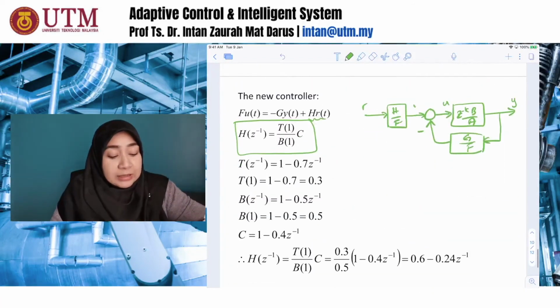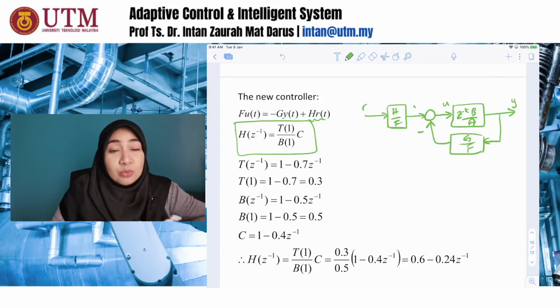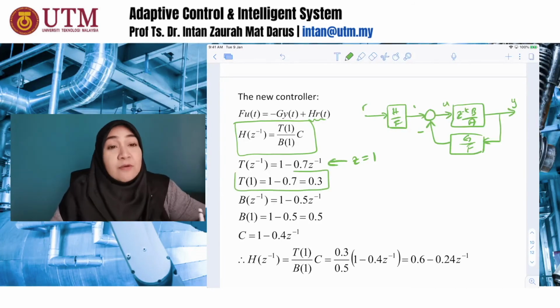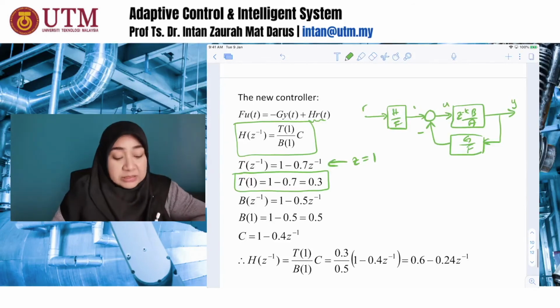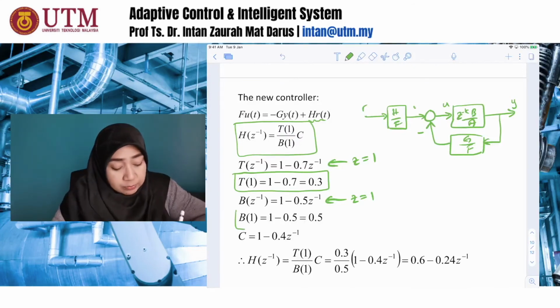So I'm going to put T1, which means T with the z value becoming 1, divided by B1, B with the z value becoming 1, multiplied by polynomial C. If I look at my polynomial T, I substitute z equal to 1. So when I put z equals 1, I have 1 minus 0.7, so T1 really becomes only a value of 0.3. Similarly for B, z^-1, if I put z equal to 1, z^-1 also becomes 1. So I have B1 as 1 minus 0.5, which is 0.5. So your B1 is 0.5.